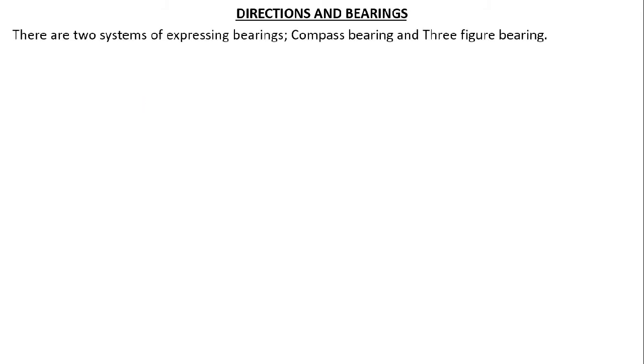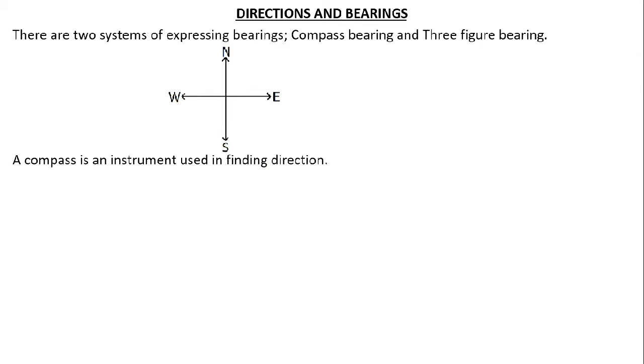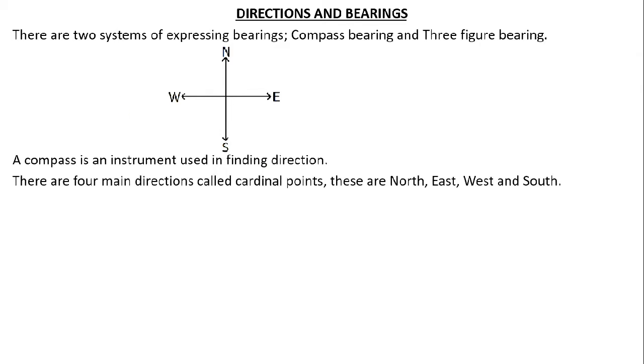Directions and bearings. There are two systems of expressing bearings: compass bearing and three-figure bearing. We have the north, east, west, and south. A compass is an instrument used in finding direction. There are four main directions called cardinal points. These are north, east, west, and south.